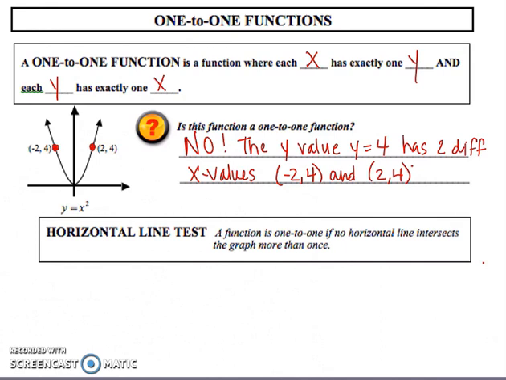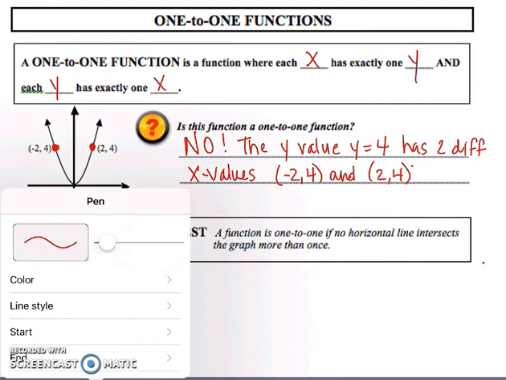We actually have a graphical test to test if something is one-to-one. You learned about this in Algebra 2. This is the horizontal line test. A function is one-to-one if no horizontal line intersects the graph more than once.